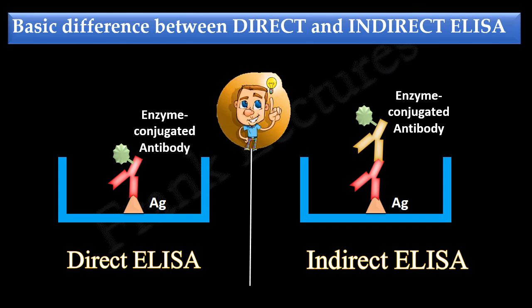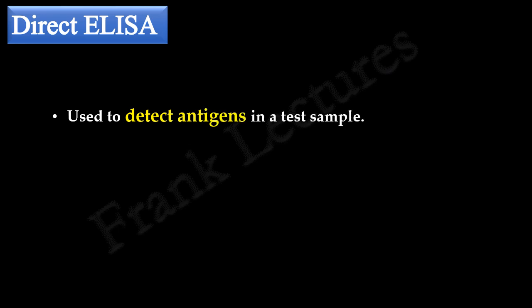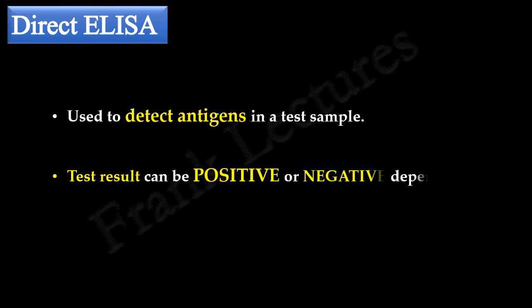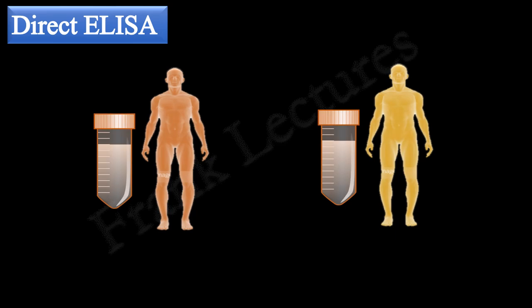Let's now understand the steps involved in direct ELISA. Direct ELISA is used to detect antigens in the test samples. The test result can be positive or negative depending on the presence or absence of the antigen in the test sample. Suppose we have serum samples from two patients, patient 1 and patient 2. For our illustration, we assume that antigen is present in patient 1 and absent in patient 2. Let's see how to detect and confirm this by ELISA test.